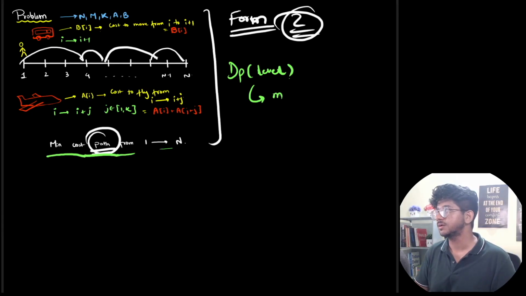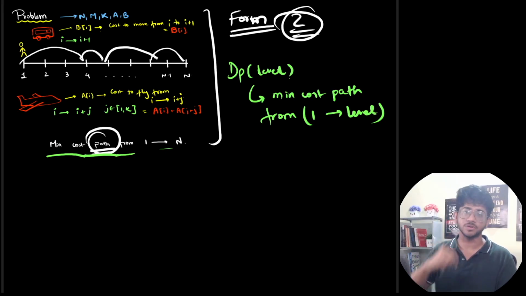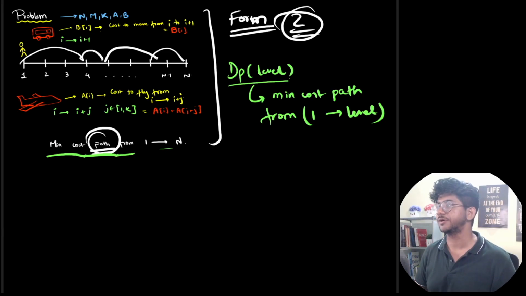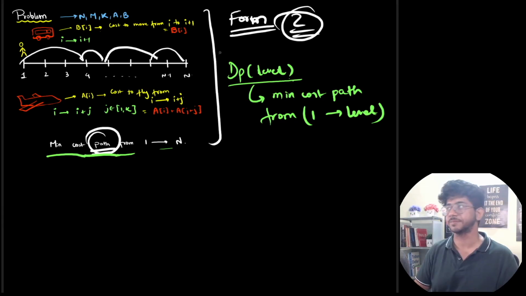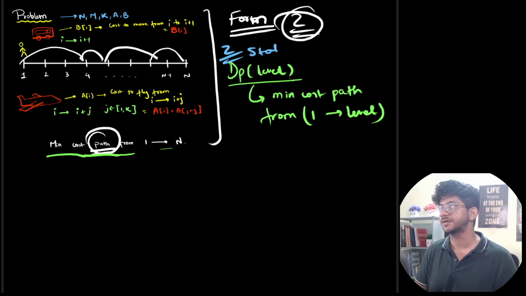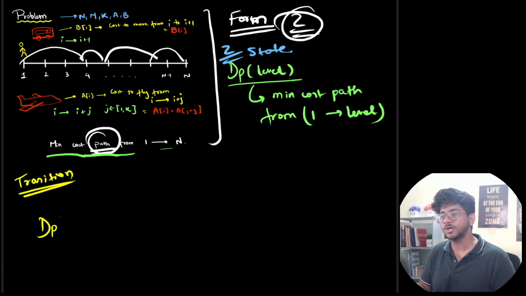It is going to return min cost path from 1 to level, okay? So what is the minimum cost path ending at this particular cell? That's what we're going to return at this thing. So this is the state step. This is the second step, state. Let's try to write down the transition real quick, okay? Transition. Okay, so how do we find out dp of level?